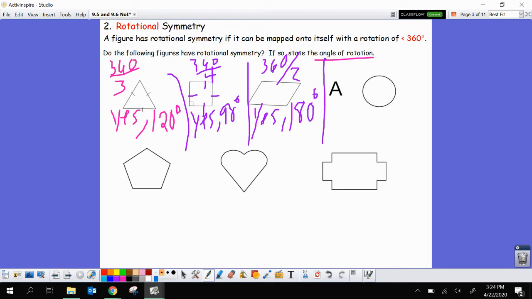Then we have this circle. Oh, sorry, I skipped the A. The A, if you turn the A, it's not going to look like itself until it gets all the way back around. So even though this has line symmetry, this does not have rotational symmetry. No rotational symmetry here. Back to the circle, as you rotate the circle around, it always is mapping onto itself.